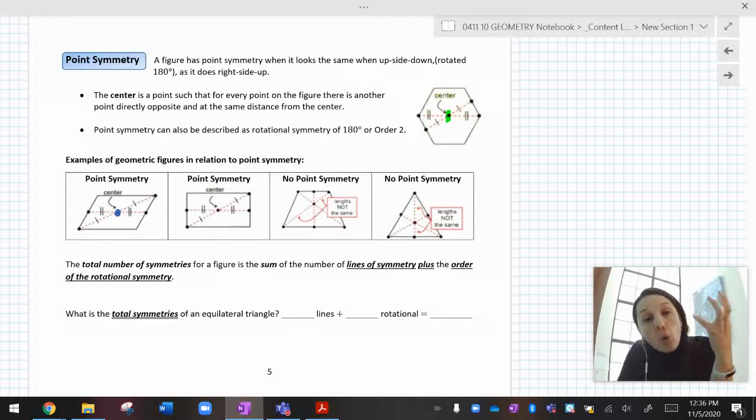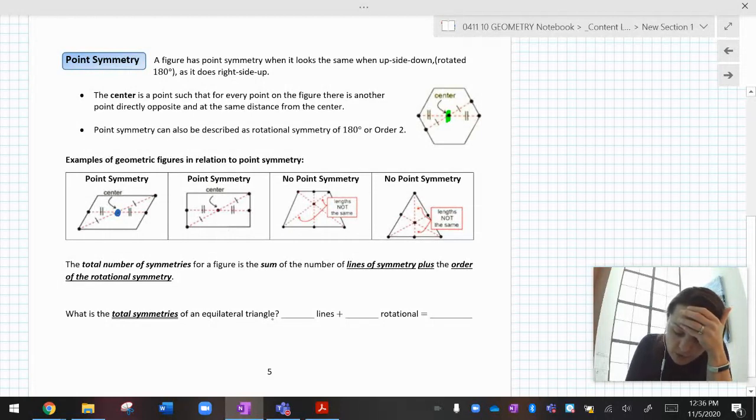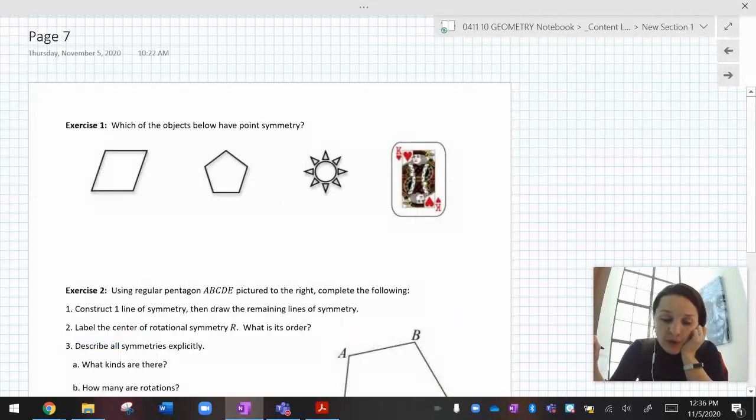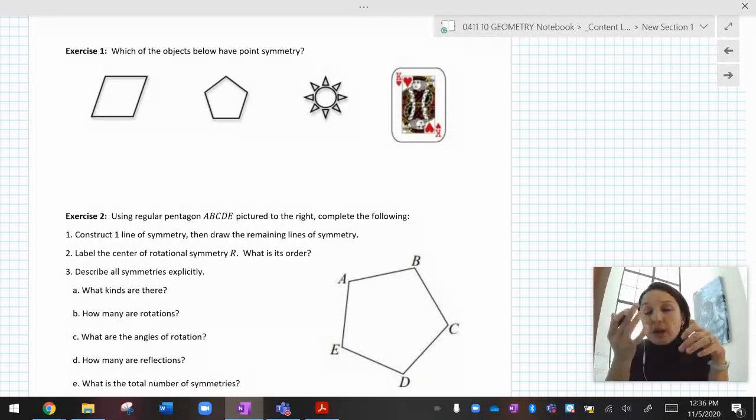Now, we've talked about order, which is the number of ways you can turn it, and we've talked about line symmetry. If you add up the number of lines you can draw and the number of ways you can turn it, you get what's called the total number of symmetries. So if I want the total symmetries for an equilateral triangle, it has 1, 2, 3 lines of symmetry, and I can turn it 3 different ways, so it has 6 total symmetries. Okay, so those are all the notes on symmetry, and now we're just going to do a couple quick examples together.